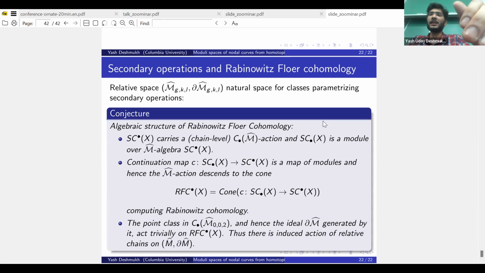And this is some ongoing work that I'm working on, trying to figure out the algebraic structure on Rabinowitz Floer theory. So this is one instance where just these formal predictions of algebraic structures actually give you some idea of what the algebraic structure has to be in some classical invariants. So I think this is a good place for me to stop. Thank you.